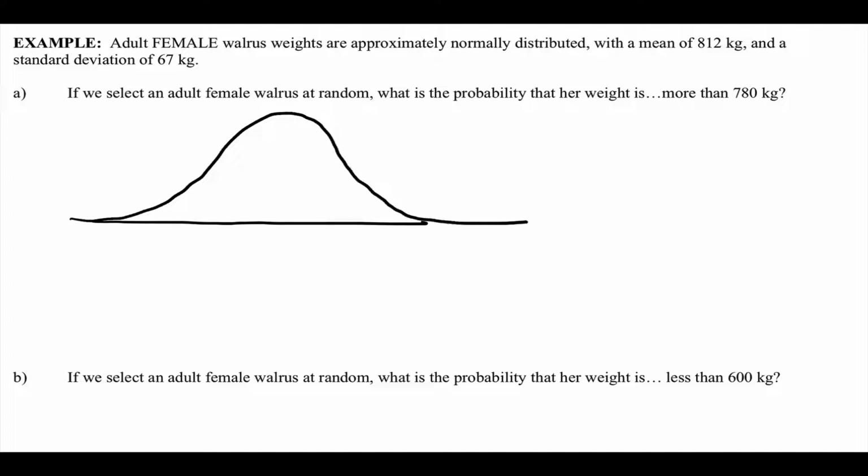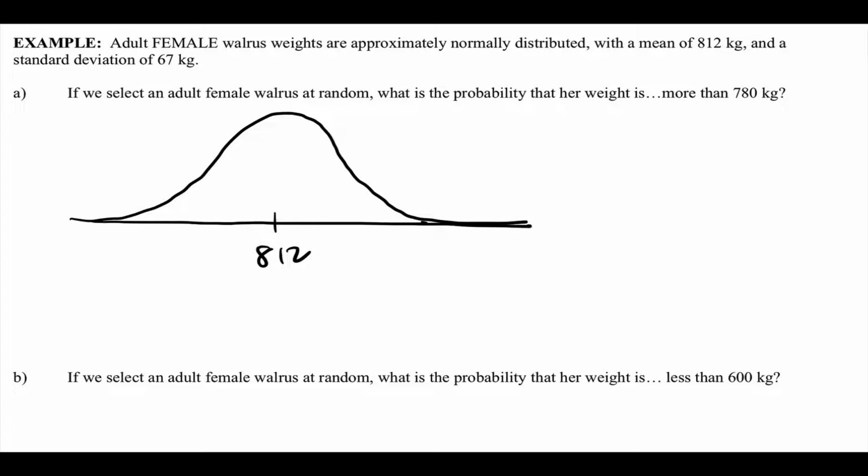We don't have to label as much on these. I'll show you what I mean by that. So we draw our curve. Always label the mean. 812, right in the middle. Now we don't have to label anymore. All we have to do is label the parts that we know and the parts they've given us. So we know that the mean is 812.